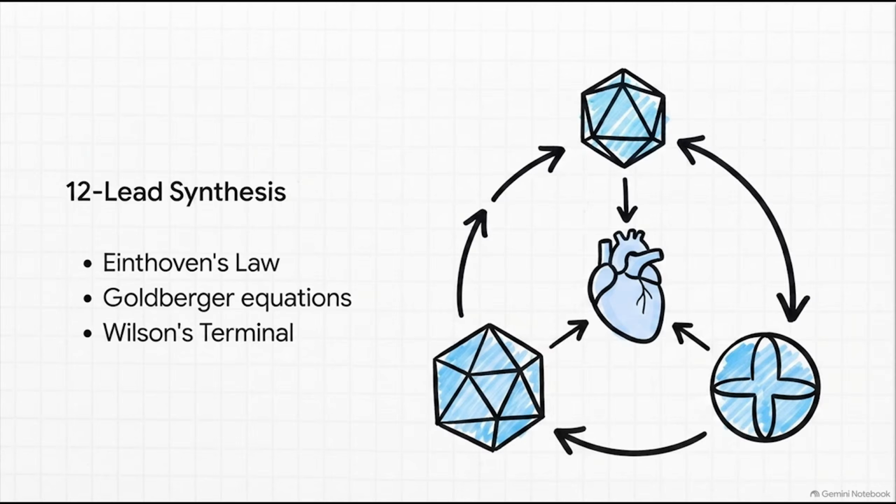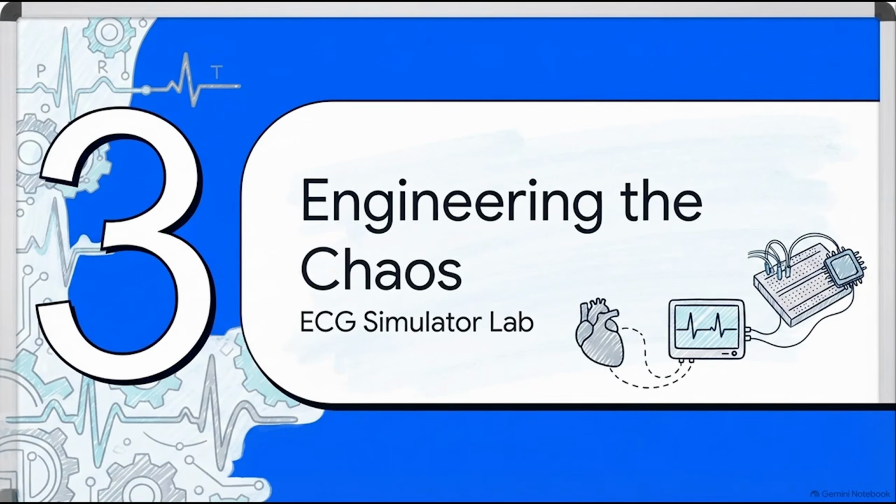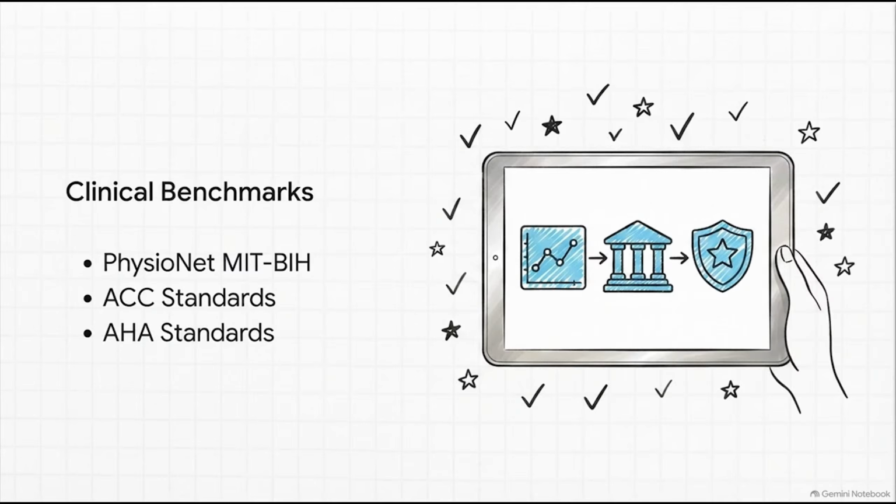When you put it all together, this entire mathematical pipeline takes chaotic 3D sparks and translates them into a highly structured, readable diagnostic tool. Now for part 3, engineering the chaos. The coolest thing about understanding that mathematical pipeline is that it allows us to do something truly remarkable. We can recreate it digitally. Enter the BiOChaos ECG simulator.